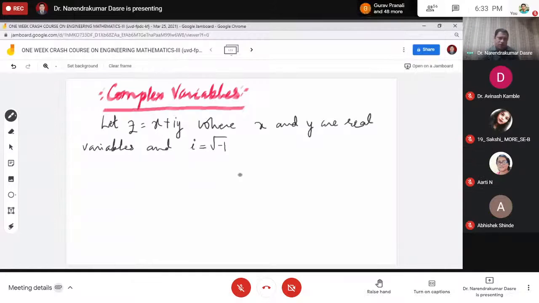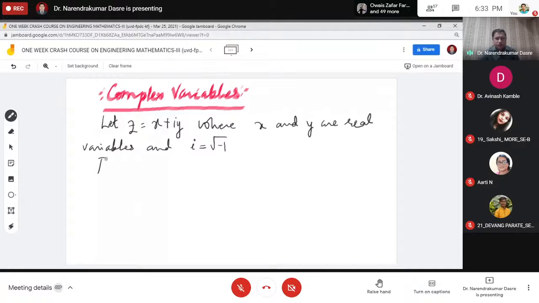Of -1. Okay, so if I consider x and y as numbers, then this z becomes a complex number. If I consider x and y as variables, then this z becomes a complex variable. So basically, z is a function of x and y. Z is going to be a function of x and y. And now we are going to consider a function of this function again.